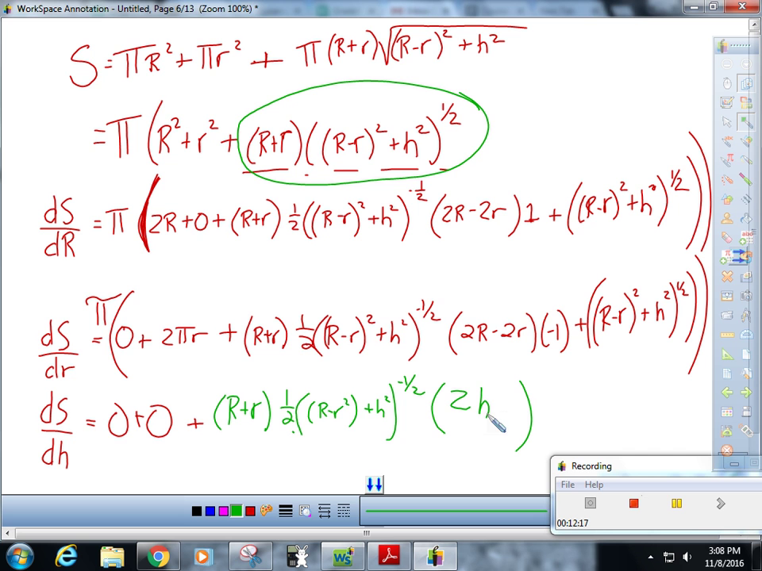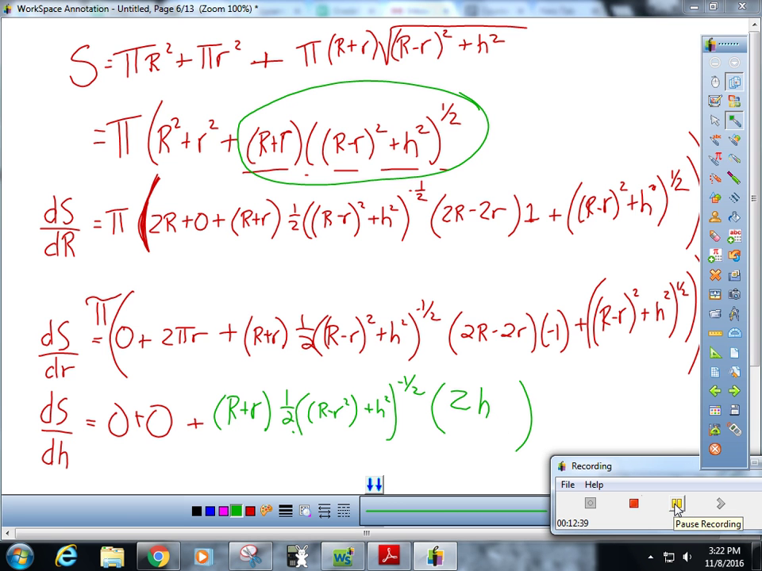We know what dS dr, dS dR, and dS dh are from, or sorry, dr dt, dR dt, and dh dt are from the previous page. So let me pause this and do some math.